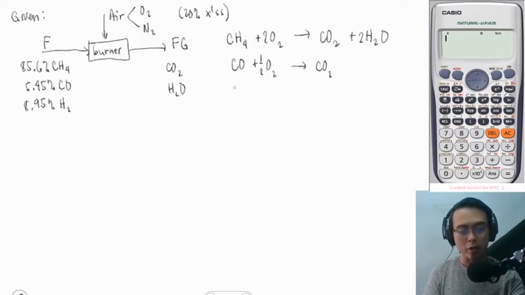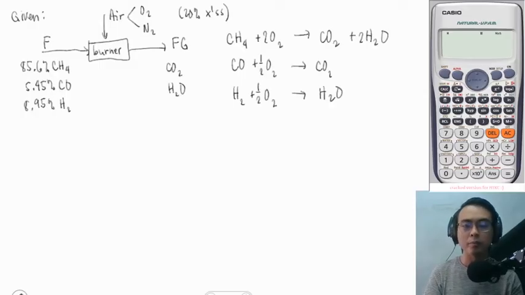Last one, hydrogen gas. If we react that with oxygen, we get water. Balancing, we multiply oxygen by 1/2. Okay, so the content of our flue gas is only carbon dioxide and water, but remember that air is being supplied in excess, therefore we expect to have an excess of oxygen. That's why we still have oxygen in the flue gas, and nitrogen in this case is an inert, so we still expect to have nitrogen in the product.